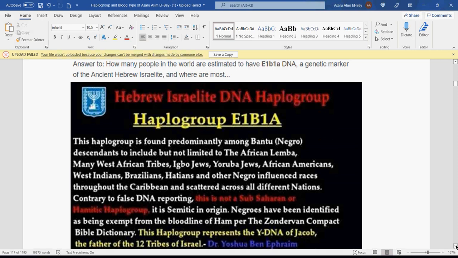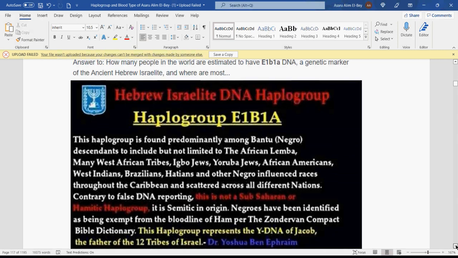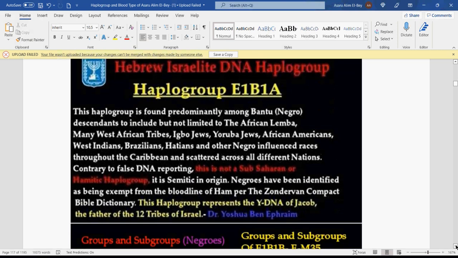This haplogroup is found predominantly among Bantu, Negro descendants, to include but not limited to the African Limba, many West African tribes, Igbo Jews, Yoruba Jews, or Hebrews as we refer to them, I hate to use the word Jew per se, even though Jew comes from Judea, or Jehuti, who was the god of wisdom. So, we have to understand it from that point of view. African-American, West Indian, Brazilian, Haitian, and other Negro-influenced races throughout the Caribbean and scattered across all different nations.